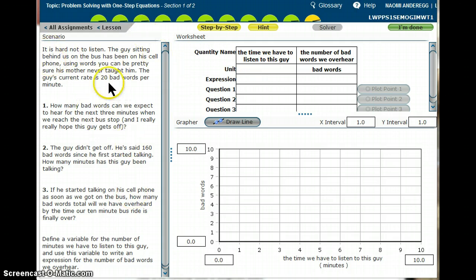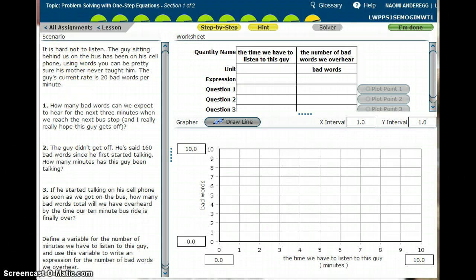So here's an example. It is a word problem. It says, "It is not hard to listen. The guy sitting behind us on the bus has been on his cell phone using words you can be pretty sure his mother never taught him. The guy's current rate is 20 bad words per minute."